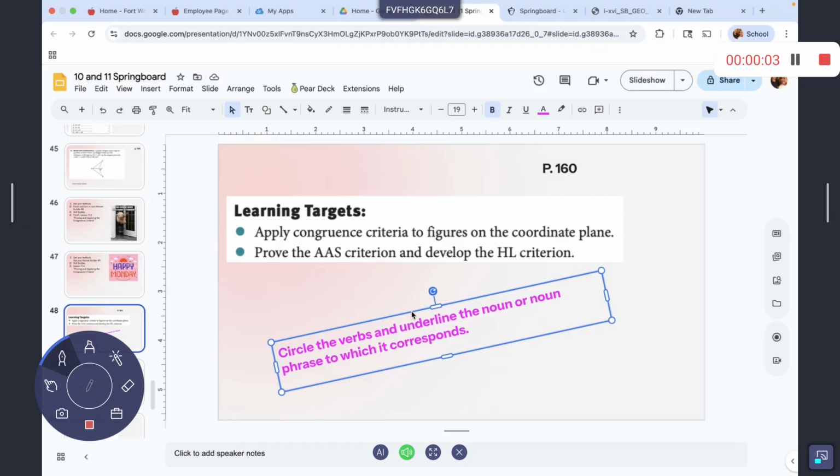Hey everyone, go on and open your book to page 160 and let's circle our verbs and underline the noun or noun phrase to which it corresponds. So today we're going to be applying congruence criteria to figures on the coordinate plane. And we're going to be proving the AAS criterion and develop the HL. I'm not going to tell you what this stands for right now, but we will be getting to it.